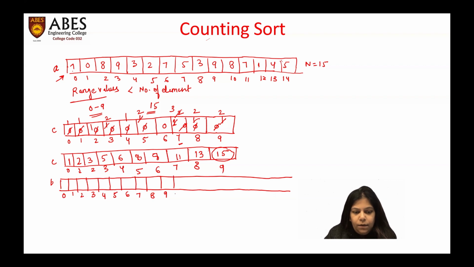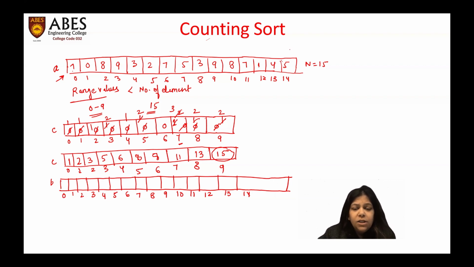9, 10, 11, 12, 13, and 14. So these are the total number of elements that we have. What we have to do?